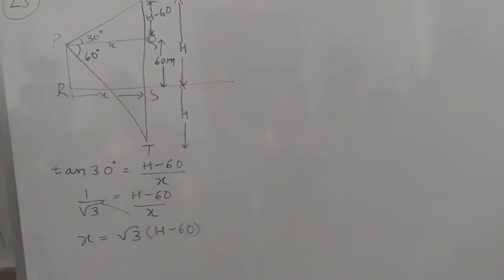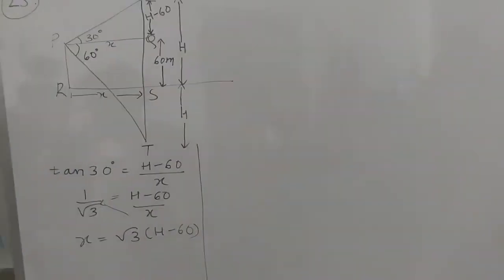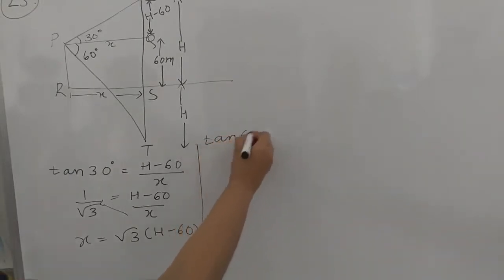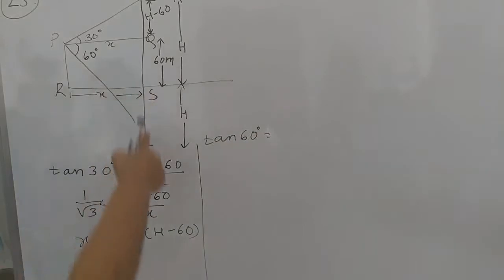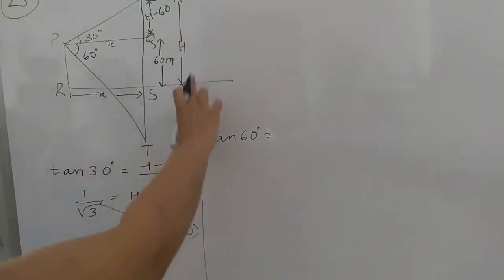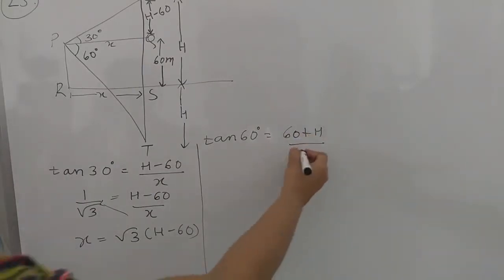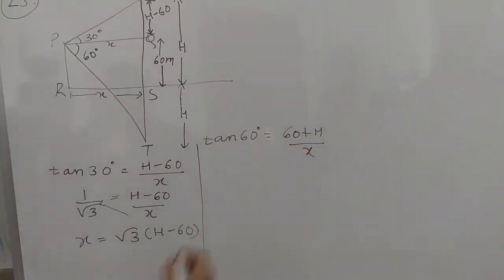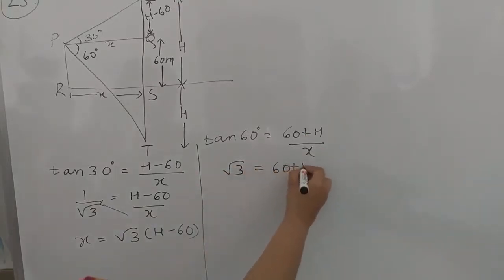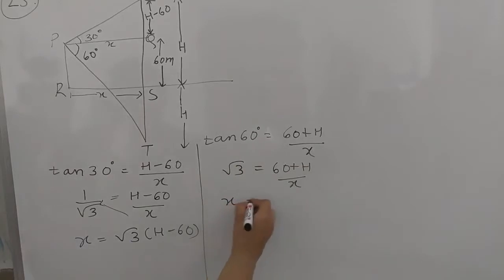Now we take the depression angle to get our next value. So I write here tan 60 degree. Here tan 60 degree is equal to, tan means this much distance, that will be 60 plus H. This is 60 and this is H. So we can write 60 plus H divided by X, that is the horizontal distance, and the value of tan 60 degree is root 3, equal to 60 plus H upon X. Likewise, we take X here, 60 plus H upon root 3.